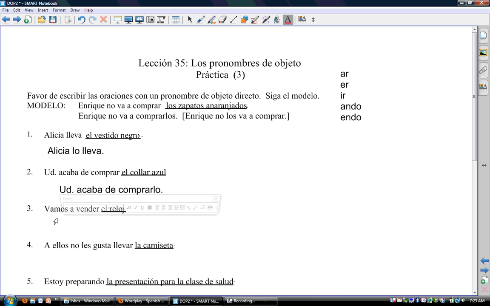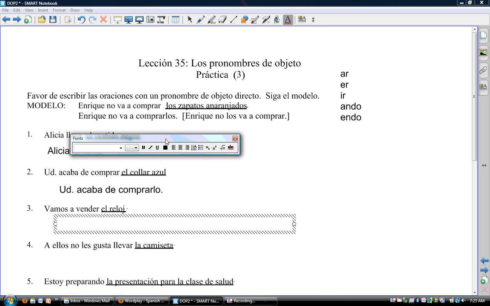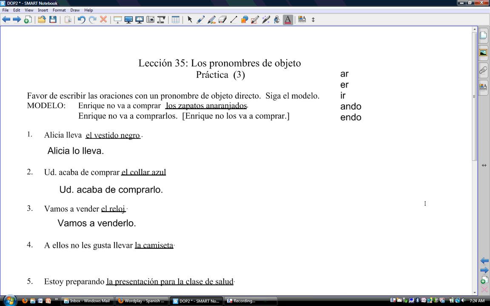Number three would be a similar thing. We type the words that we're keeping, vamos a vender. We're taking out el reloj, and then we have to put in lo, la, los, or las. Since it's el reloj, masculine, singular, we use lo. Vender ends with er, we can put it right on the end. So those are some examples of how to go about that.